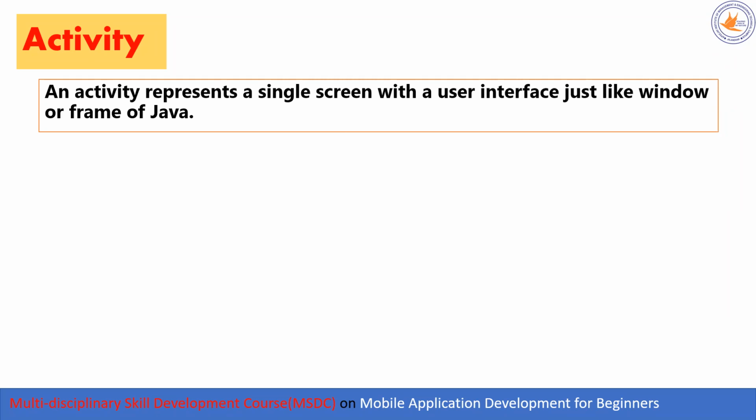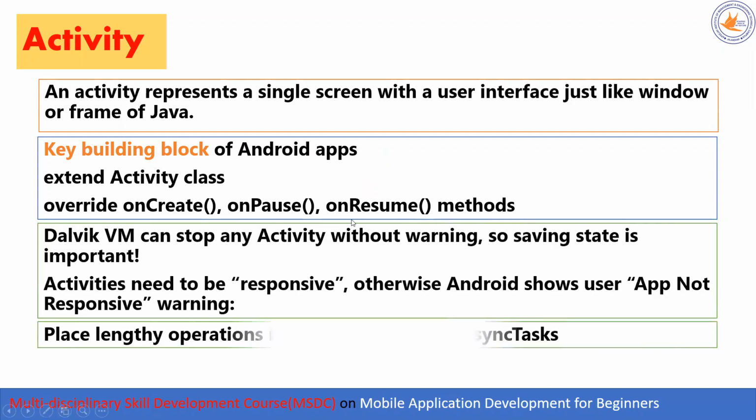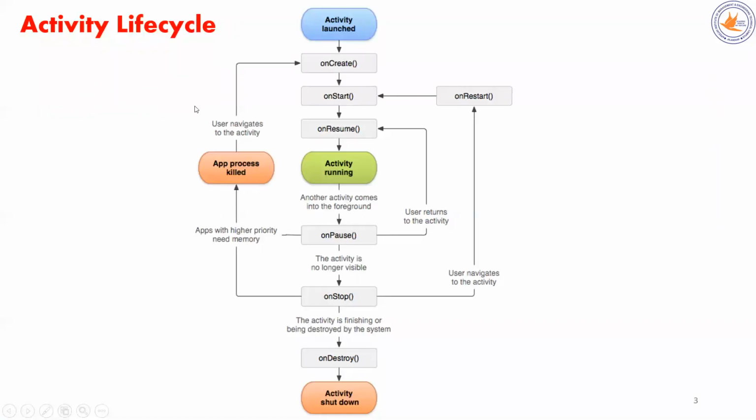An activity represents a single screen. For every activity you create, you are creating a Java class. That Java class must extend one activity, that is AppCompatActivity. You need to override some methods, and these methods are onCreate, onPause, onResume. Don't worry about this. This is done by the IDE, the Android integrated development environment, automatically nowadays. But what is important is the activity lifecycle.